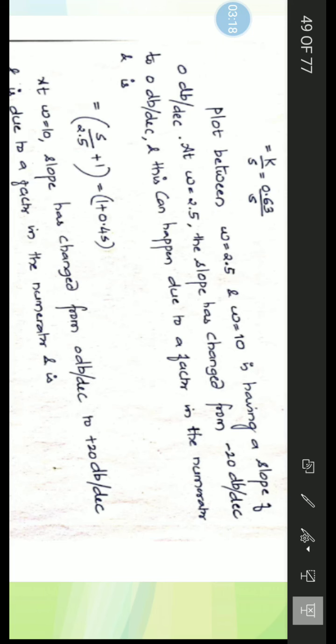Then how much is 20 log k? It is minus 4.05. Due to that, k is 0.63. Since the first line has a slope of minus 20 dB per decade and starts from a point minus 4.05 dB at omega equal to 1 radian per second, the factor contributing this is k by s, which is 0.63 by s. The plot between omega equal to 2.5 and omega equal to 10 has a slope of 0 dB per decade. So you have to see the figure and refer to that figure.